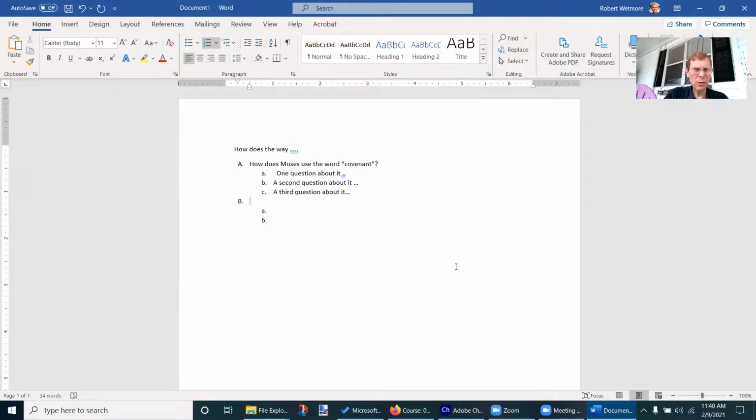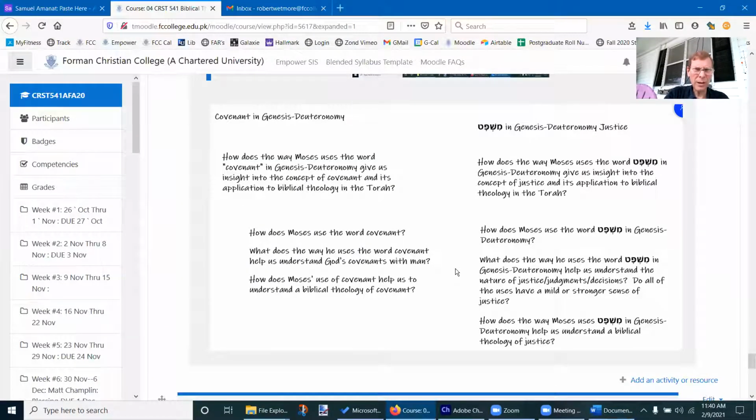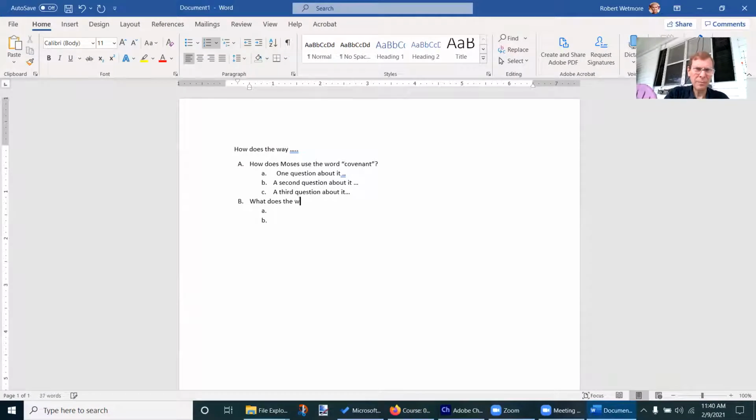you're going to have your second question, which is, what does the way he uses? And then you're going to have a third, and then you're going to put your underlying questions under it. And then you'll have a third. And I don't know how many sub-questions you're going to have. But your goal in doing this outline is, here are all the questions I'm going to try to answer. And then your paper is answering those questions in the order that you have it in your outline.